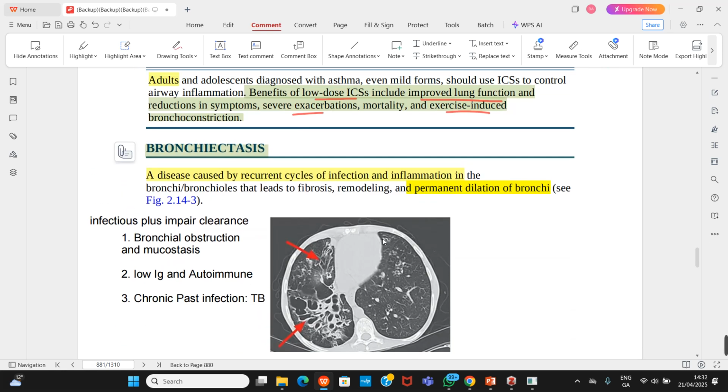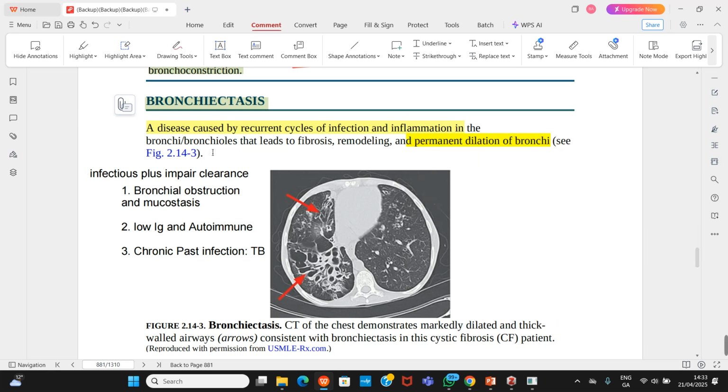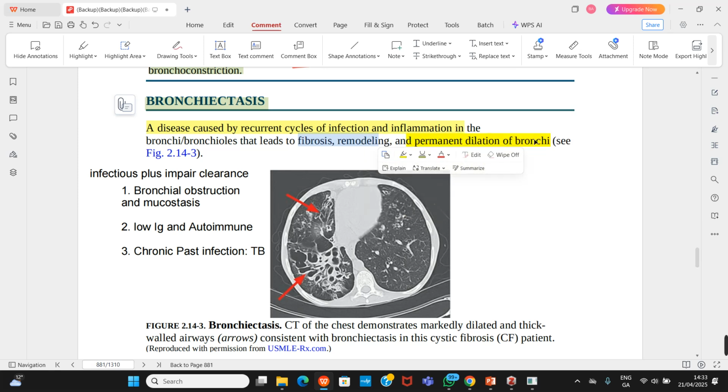So, moving on to bronchiectasis. What is bronchiectasis? This is just a condition in which you have a recurrent cycle of infection and inflammation of the bronchioles and the bronchial walls, with fibrosis, remodeling, and dilatation. The word here is permanent dilatation of the bronchi. That is a major problem in bronchiectasis. There is permanent dilatation of the bronchi due to the fibrosis and the remodeling that they experience. And what is the cause of this fibrosis and the remodeling? It is because of the persistent inflammation and infection that occurs in the bronchial airways.